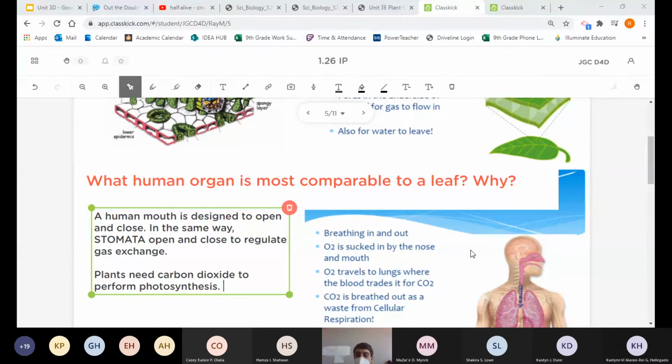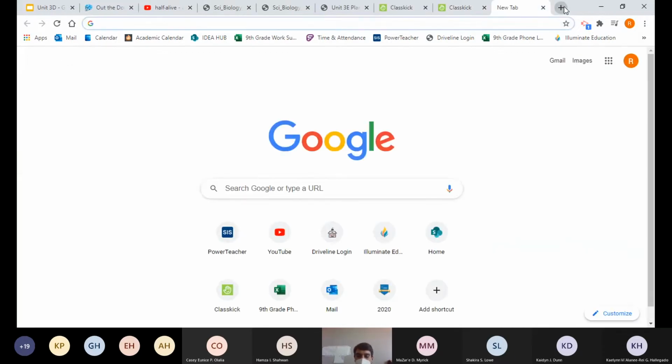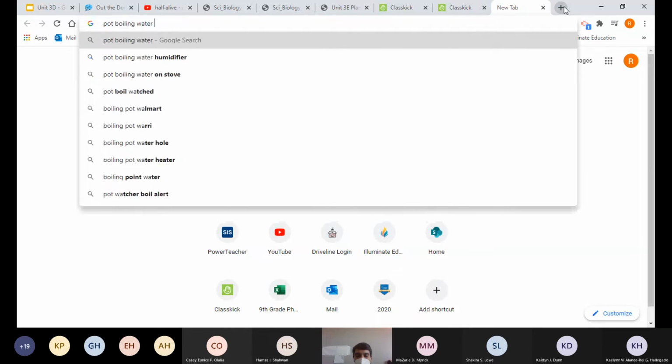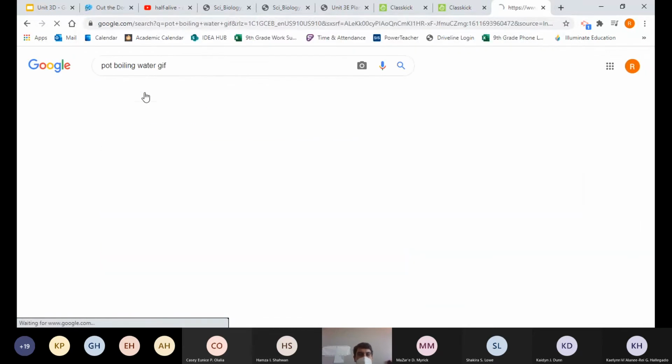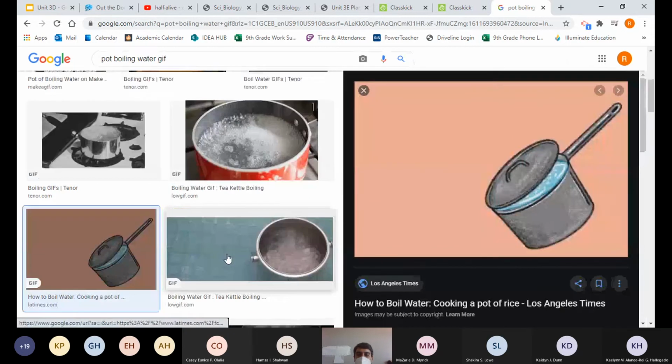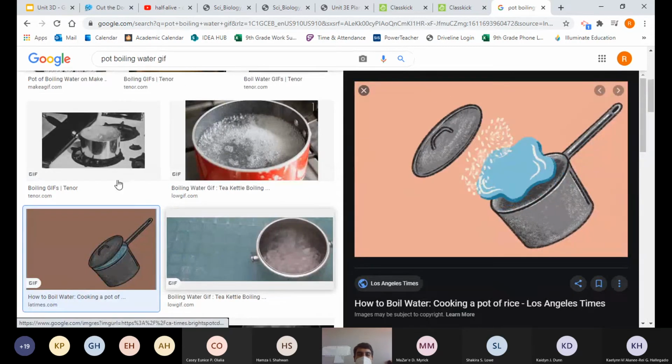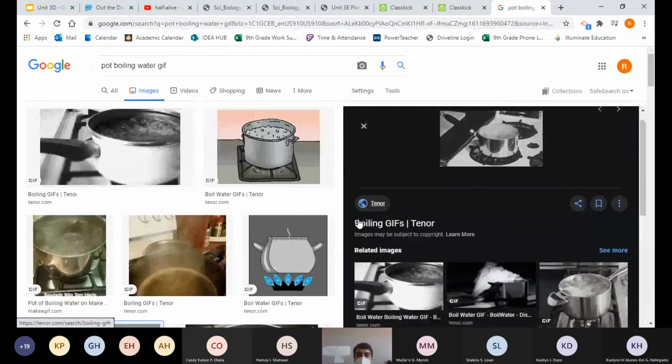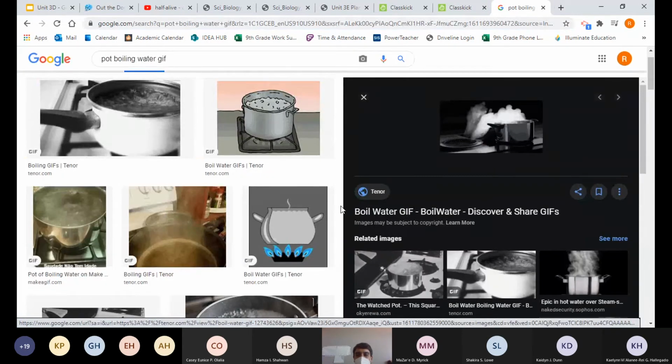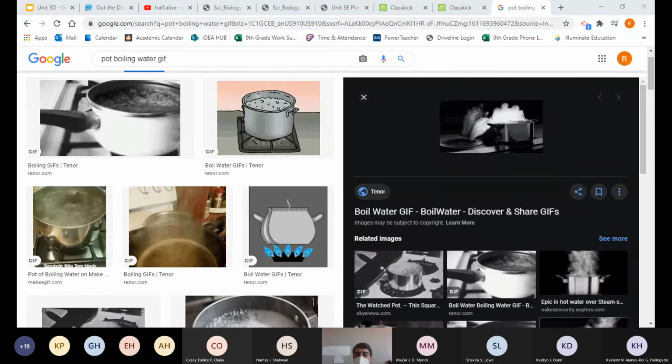Very good, gas exchange. But think of it this way. Think of it as like a pot of boiling water. Whenever you have a pot of boiling water, what do you notice coming out of the top of that pot of boiling water? Water vapor, very good. Right, that water has been put under a lot of heat, and so it's going to start to form water vapor.